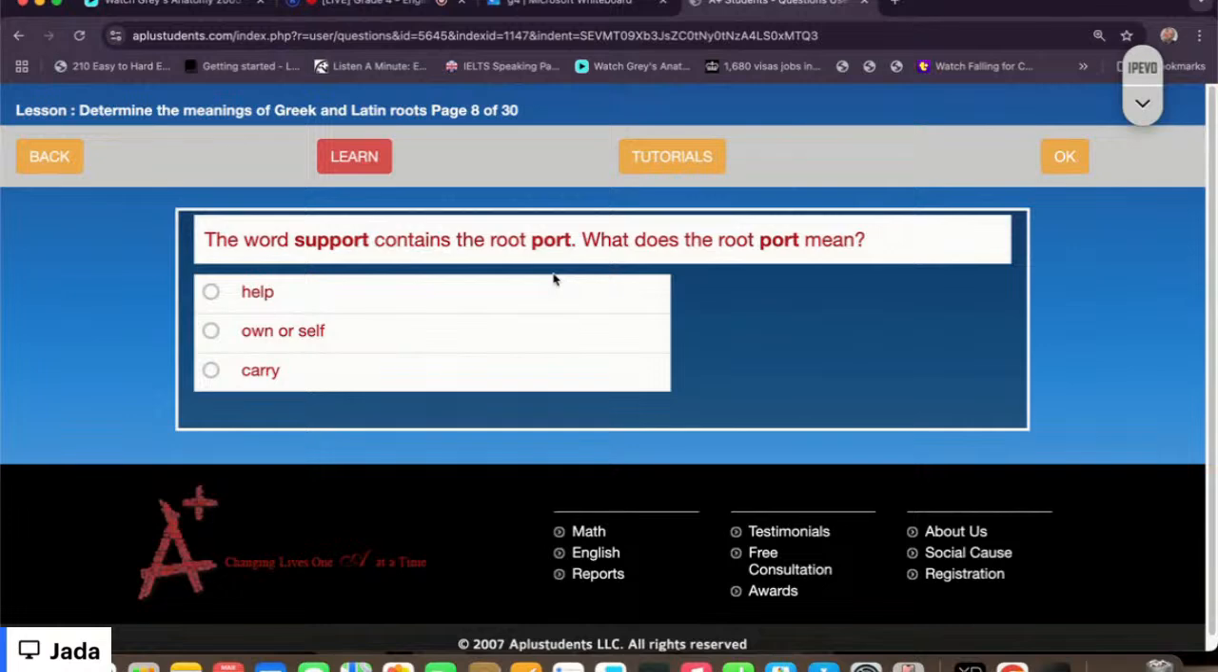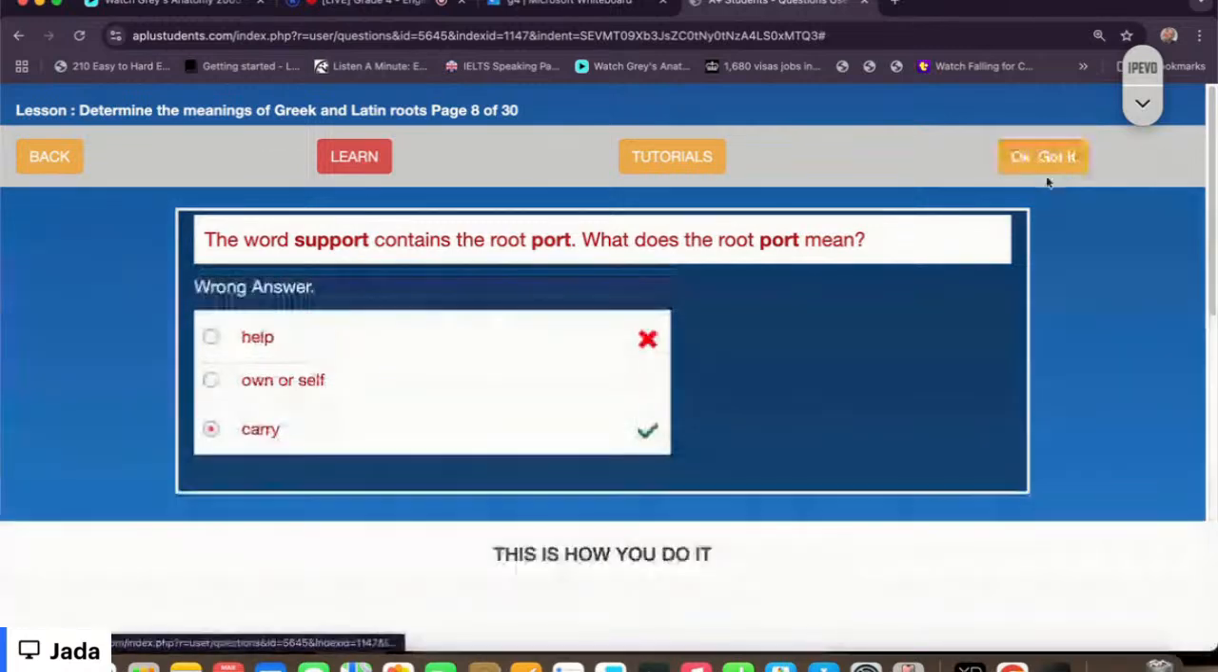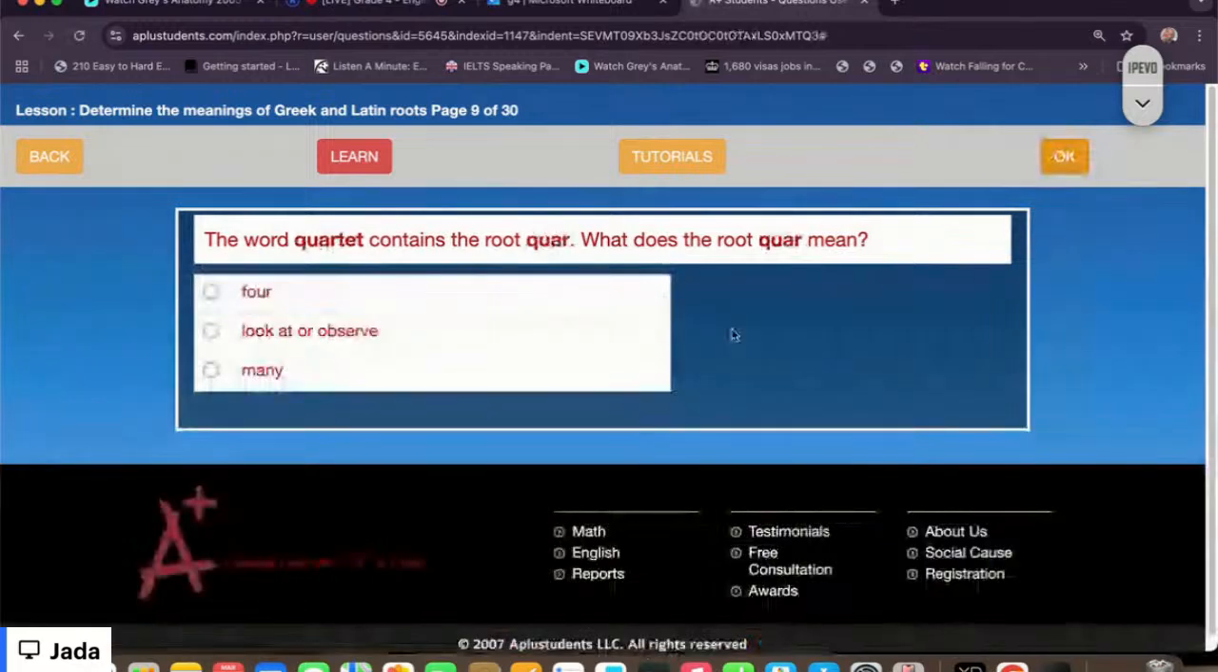So if you say help, it's actually wrong, but carry is the right one. Okay, so we have quartet, which contains the word quar. So what does the root word mean? Four, look at or observe, or many? What do you think?